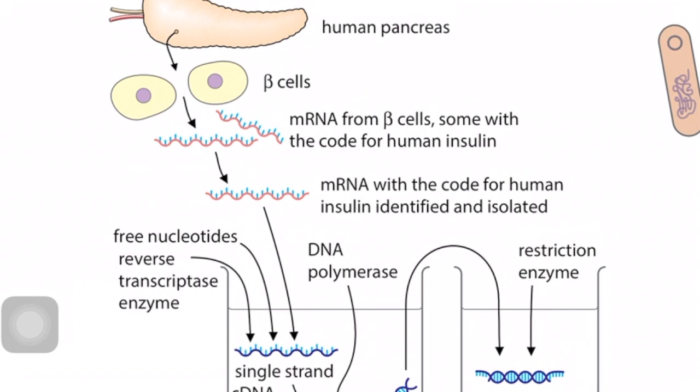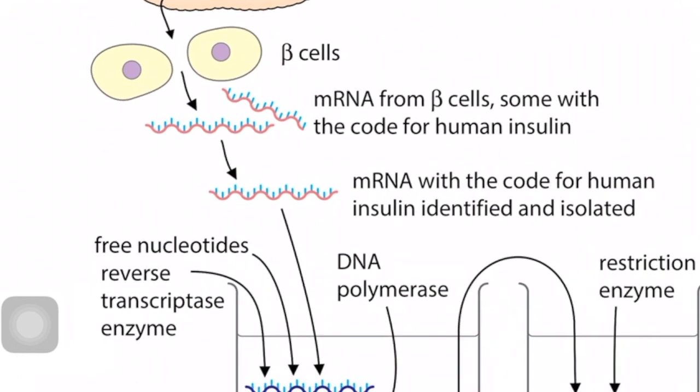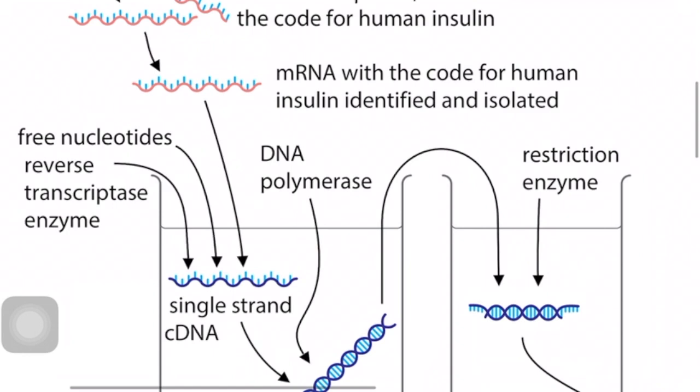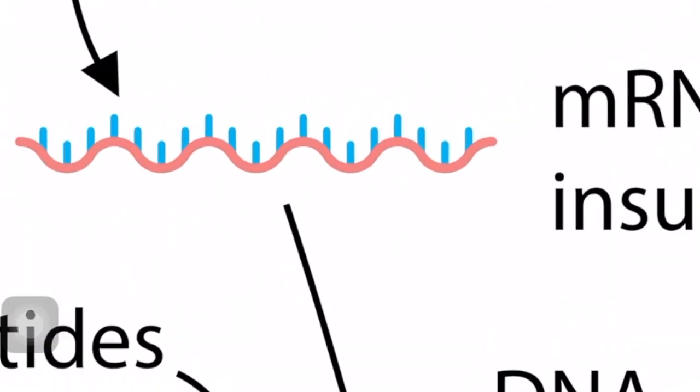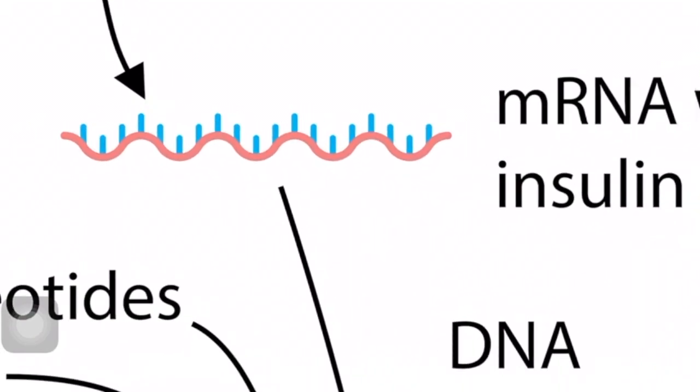Okay, so the messenger RNA. We can see here human pancreas beta cells, mRNA from beta cells, the one that codes for human insulin, is extracted. The mRNA with the code of human insulin is identified and isolated, and we now need to convert this mRNA into DNA, because we're going to be inserting the DNA. For that we use the enzyme reverse transcriptase to reverse the process of transcription, and after reverse transcription we get the complementary DNA. Then we also add free nucleotides in the solution, so that the single stranded DNA will become a double stranded DNA by joining the complementary free nucleotides.